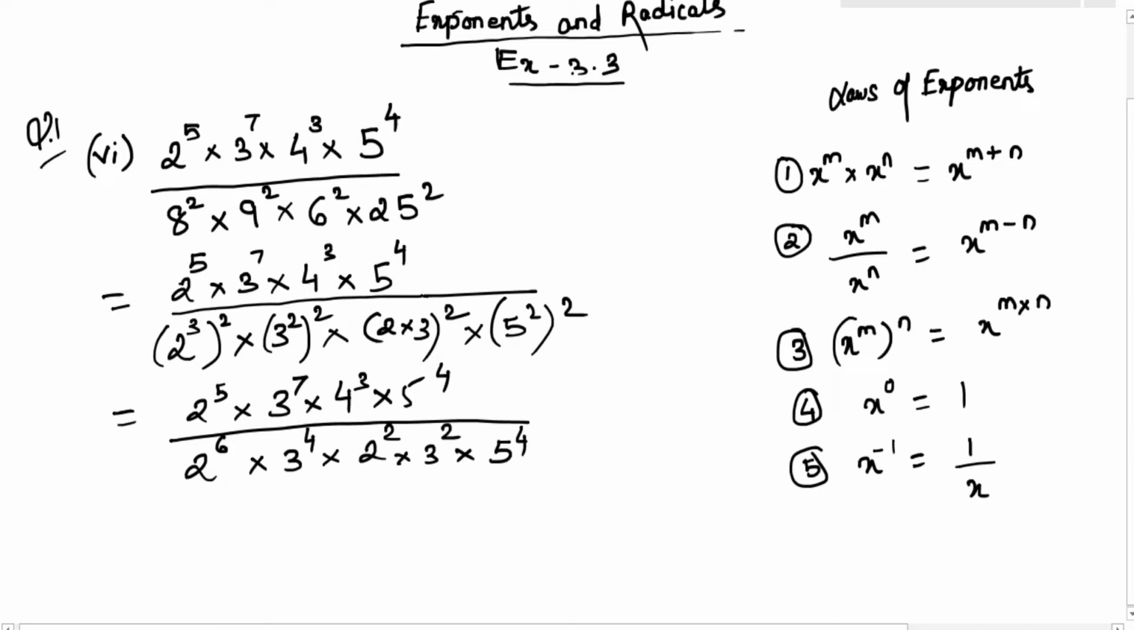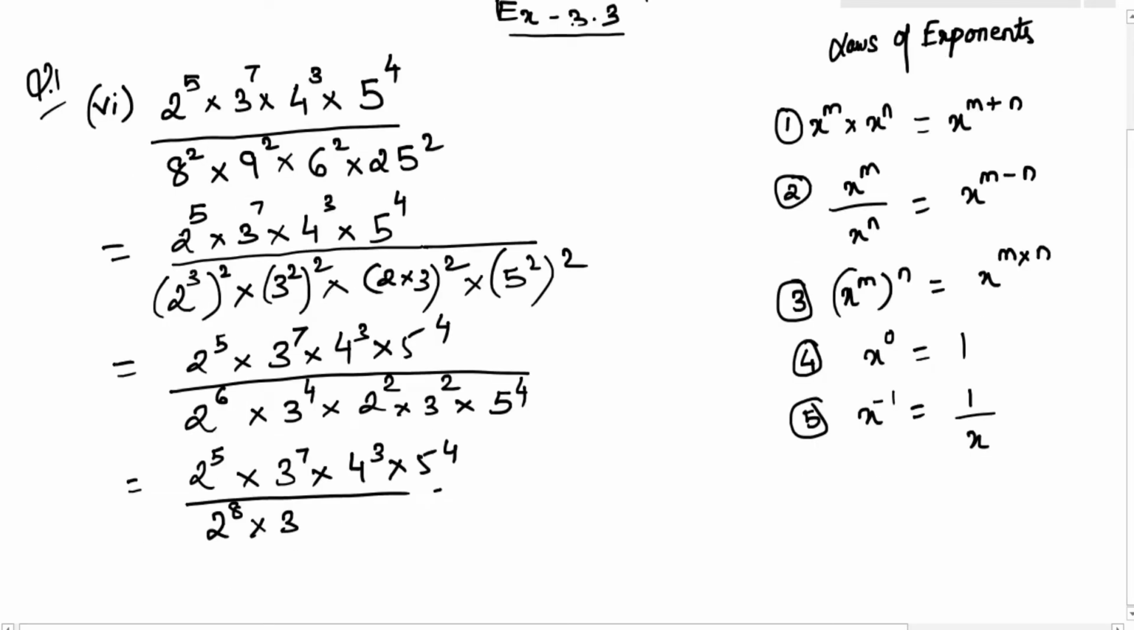Now continuing ahead with this, we will be having 2 to the power 5 into 3 to the power 7 into 4 to the power 3 into 5 to the power 4, whole divided by 2 to the power 6 and 2 to the power 2. The powers will add with each other, that is 2 to the power 8, since 6 plus 2 is 8. Here also 3 to the power 4 and 3 to the power 2, that is 4 plus 2 is 6, into 5 to the power 4, we can write it down.